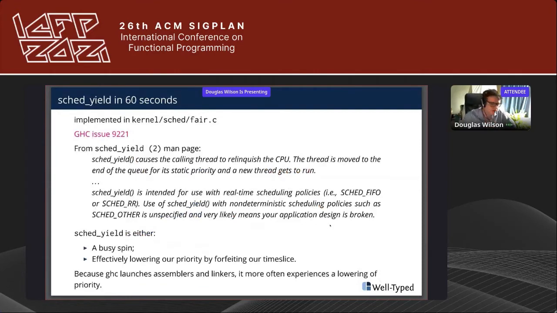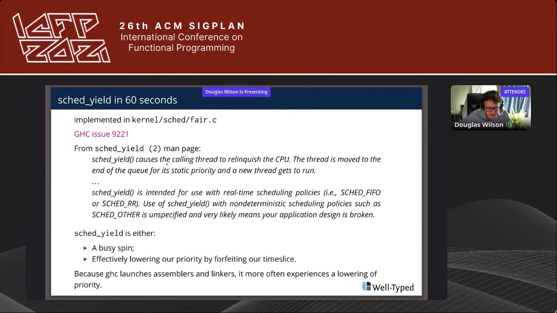So what's the change? It's essentially taking calls to sched_yield out of the hot path. sched_yield, very briefly, is a Linux system call. It's implemented in kernel/sched/fair.c. And this is an excerpt from the man page telling us that the way that we were using it is not really how it's supposed to be used, and it's going to cause problems. The idea is that you don't want to do anything right now, so you just tell the operating system to run something else for a little while.